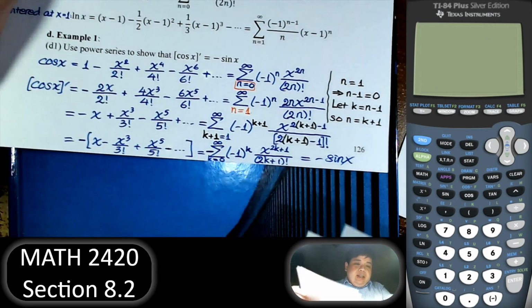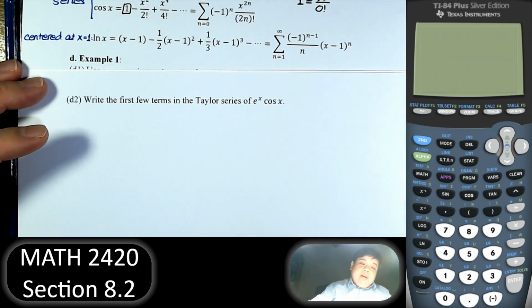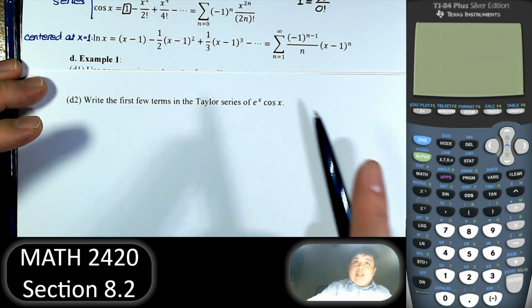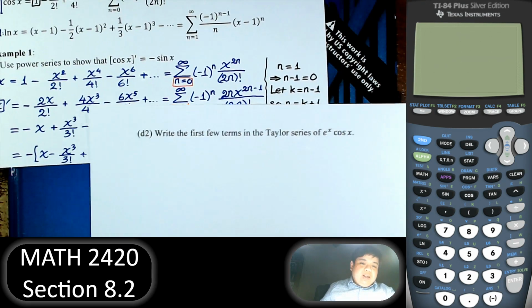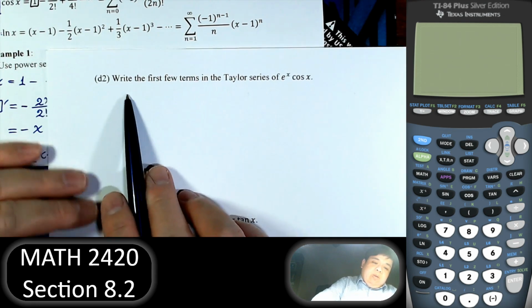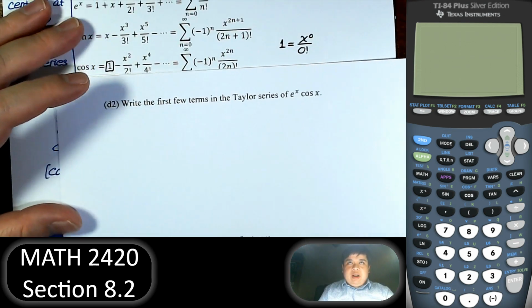Now, this is something that we haven't done in Calc 2. Write the first few terms of the Taylor series of e to the x times cosine of x. Or I think we could do that in Calc 2 also. So, write the first few terms of the Taylor series of e to the x times cosine of x. Right, how do we do that?